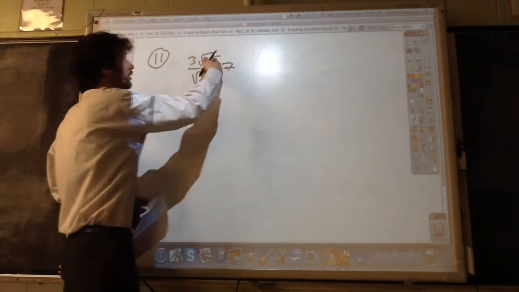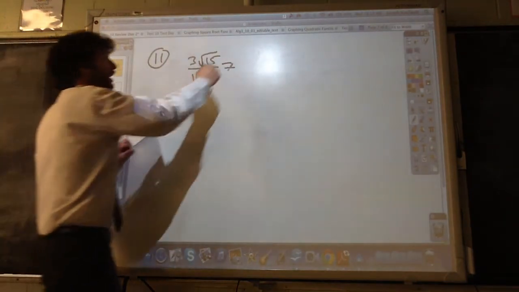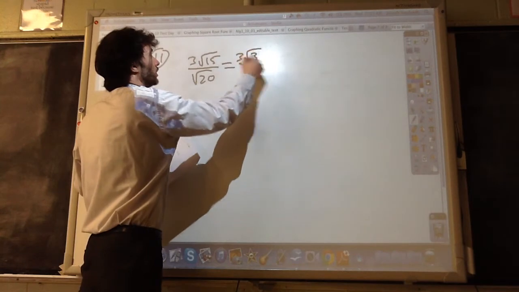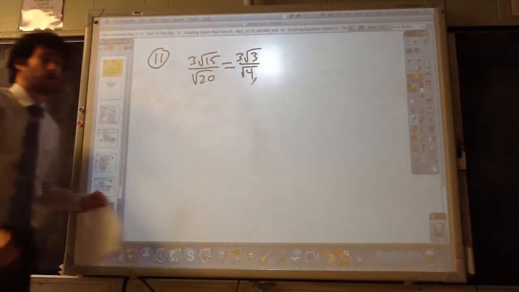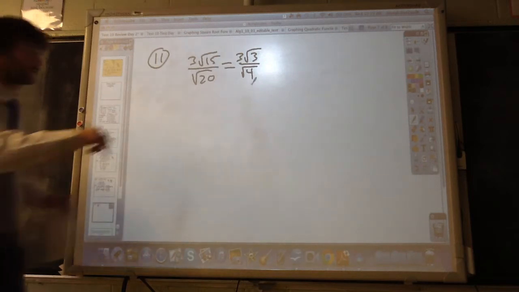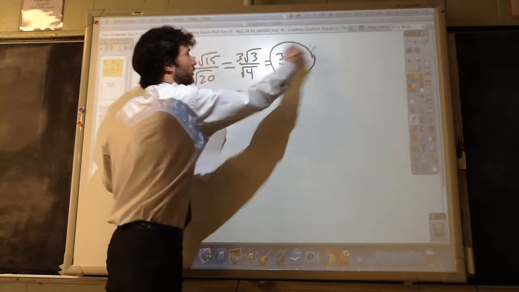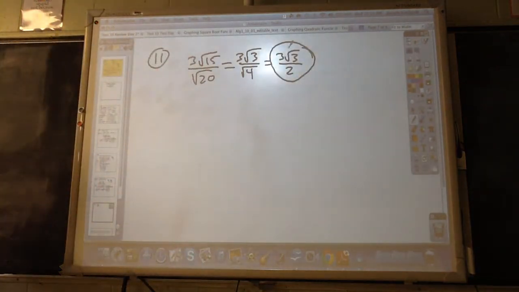I would say, oh, 15 over 20. They're both underneath the radical, so I can simplify that part of the fraction and get 3 over 4, or rather square root of 3 over 4. And the square root of 4, I know what it is. It's 2. So I end up with 3 square root of 3 over 2, done. That's definitely the easiest way. It took me 2 steps.